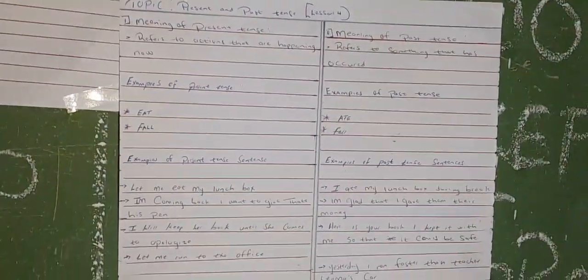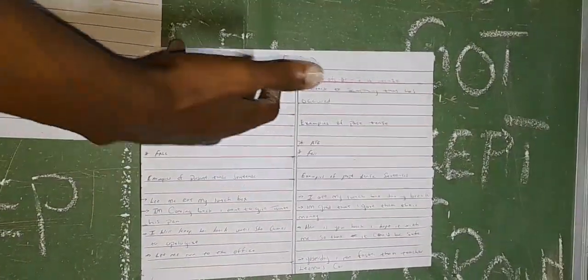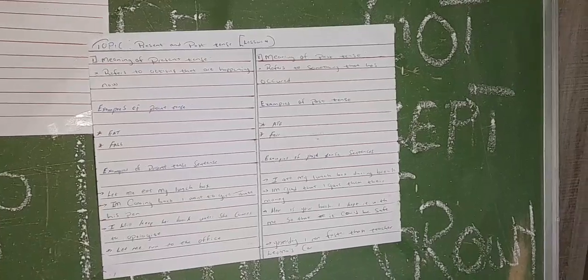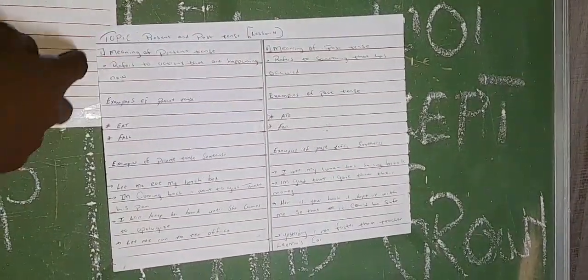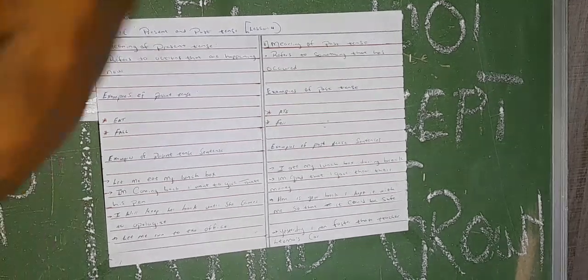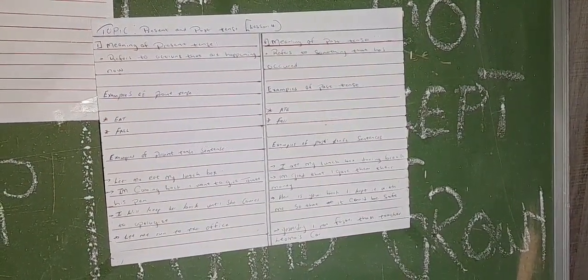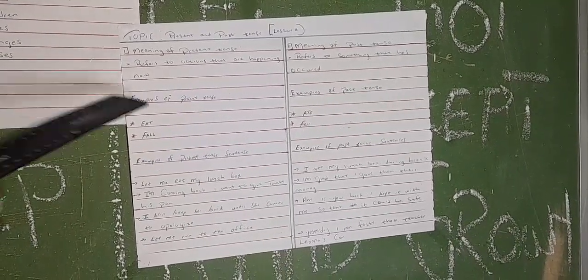So we can pass from this to our 4th lesson, which was supposed to be our first lesson, by the way, as you can see on the board. That is present and past tense. So our topic is present and past tense, which became number 4. I don't know how. The meaning of present tense: it refers to actions that are happening now. Actions that are happening now. What a person is doing now is in present form.